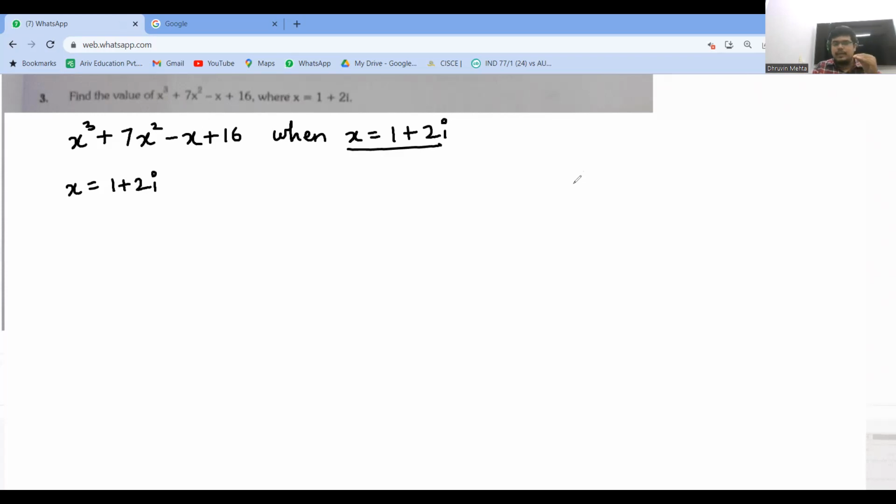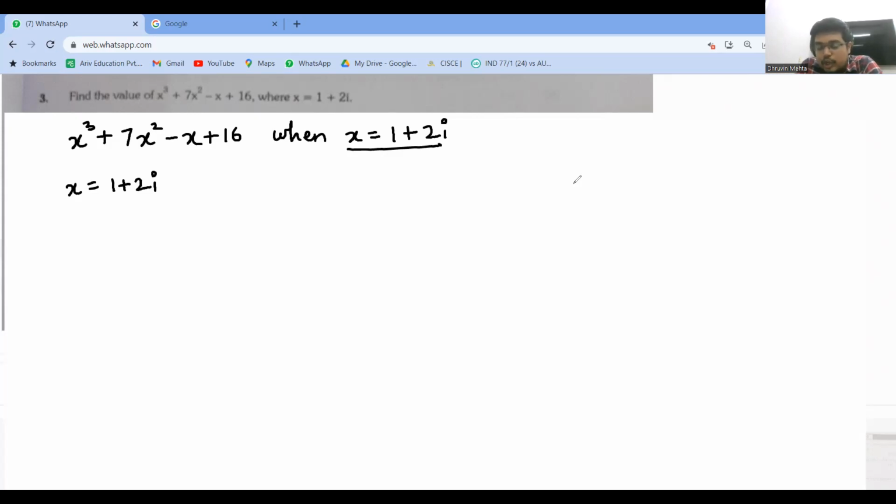Do you realize if we somehow create i square, i square is minus 1, so i will be eliminated. Now, how can we create i square? Multiplying and dividing doesn't help. So we will square both sides, Arush, because we want i square.